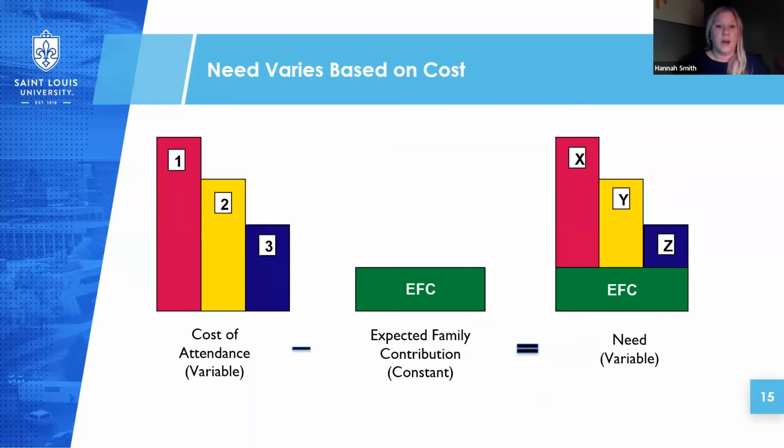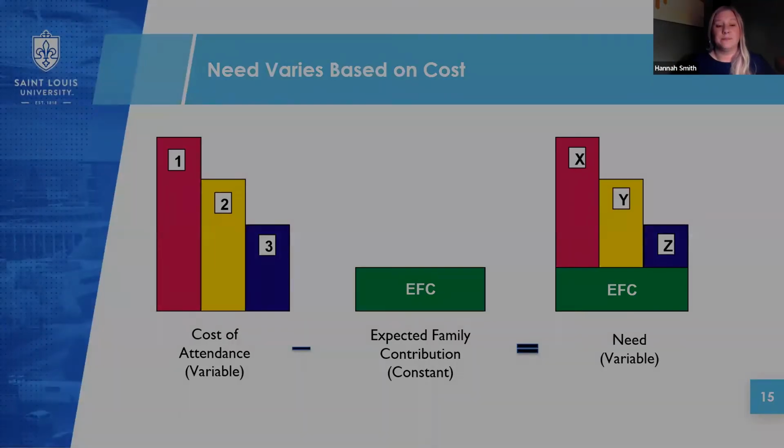This could also be the reason why one of your students, potentially if you have an older student already in school, qualified for some subsidized loans, and maybe why you wouldn't see subsidized loans on some younger students' financial aid offers. So just to give you that visual there, expected family contribution is going to remain constant, but your need is going to change based on the cost of attendance at those different institutions.